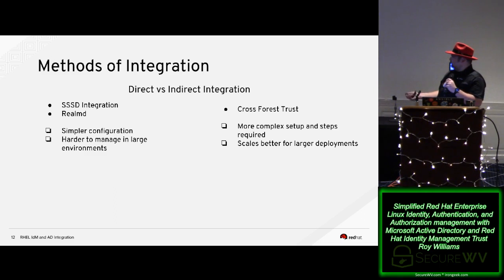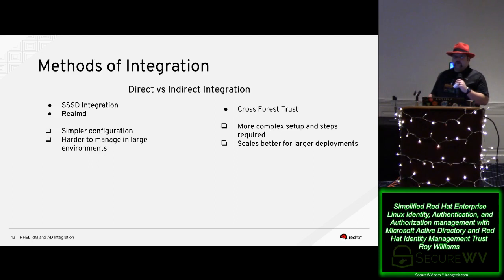So why one or the other? The direct integration is a lot simpler if you just have a couple of systems. You just go out, set up some config files, you're done. But it's hard to scale. If you've got a large environment, it's kind of painful to go out and deploy a config file everywhere and hope that there's no variants, and it becomes a nightmare to manage.